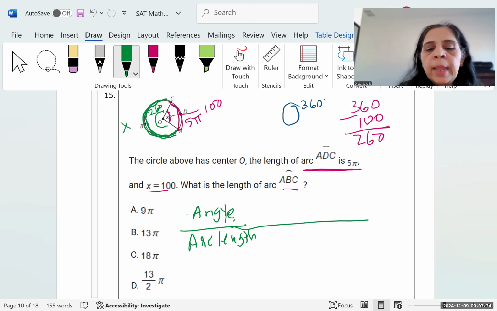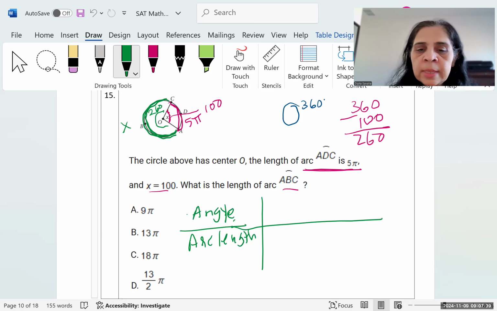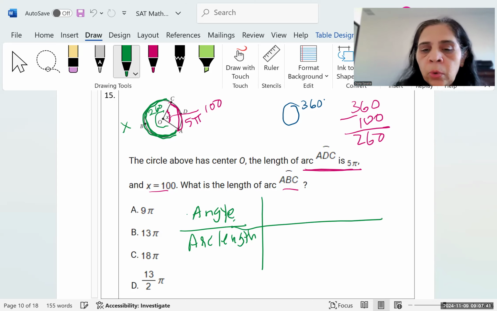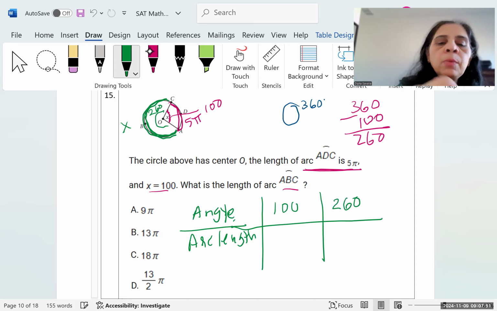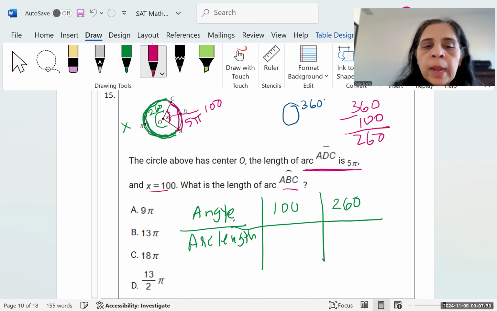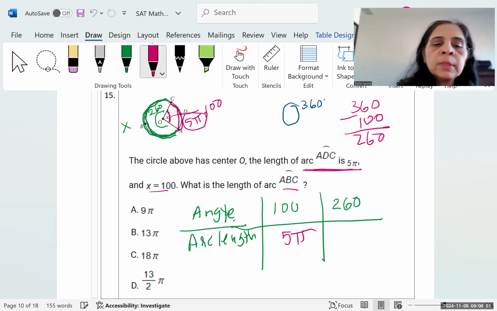You can make a table. I like to make a ratio table, it's easy to do. So I will write down all the angles on top, what we are talking about. See this red part, we have angle 100. In the green part, we have 260. Now in the bottom, we write down all the arc lengths. So for the corresponding angle 100, what is the arc length? 5 pi. And for 260, what is the arc length? x, which we are looking for.